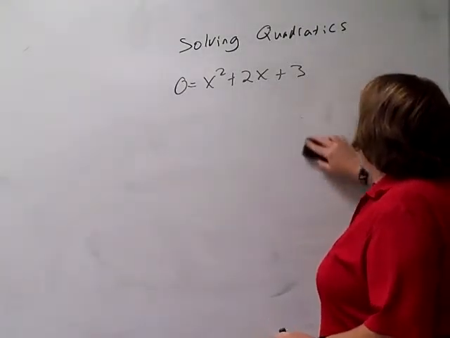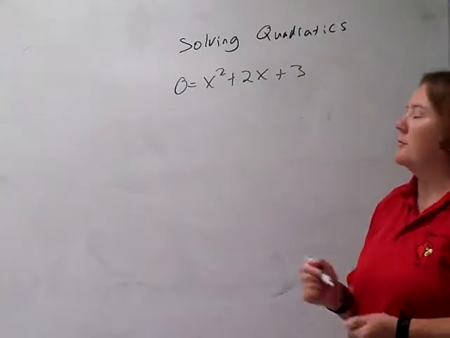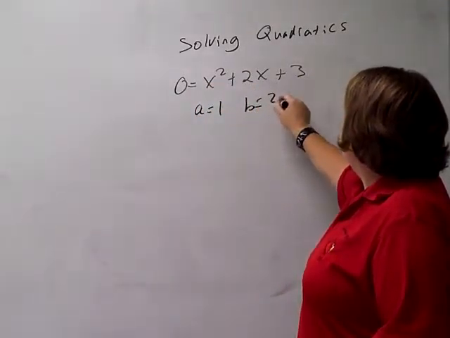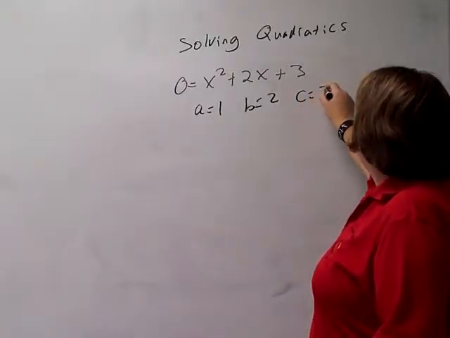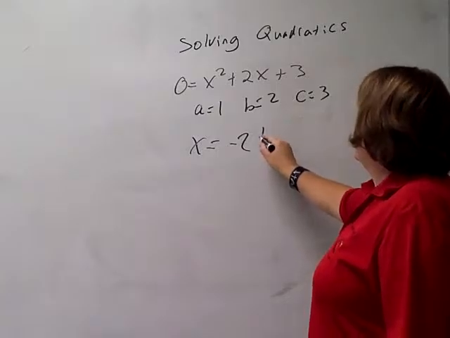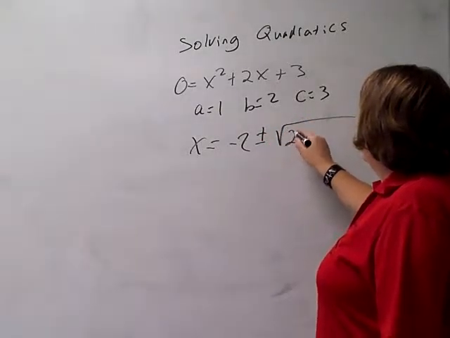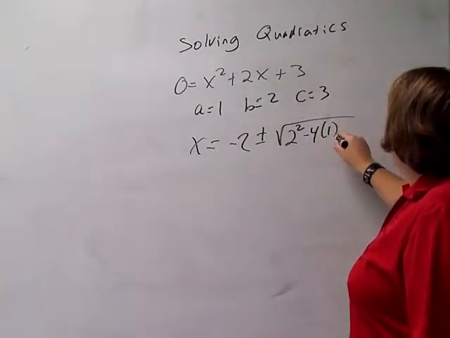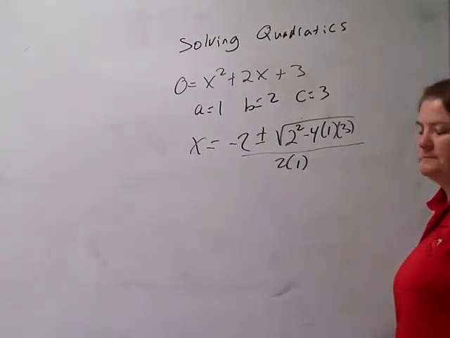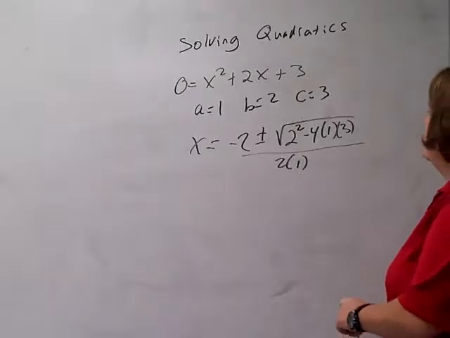So from there, my next option is to use the quadratic formula. My a here would be 1, my b would be 2, and my c would be 3. So I've got x equals negative b plus or minus the square root of b squared minus 4ac, all over 2 times a. Okay, I'm going to simplify everything underneath the radical.